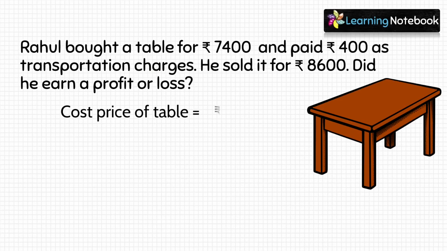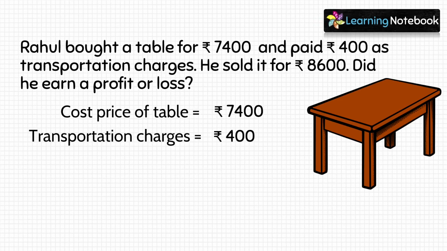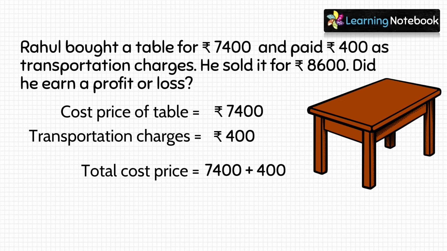Now let's solve this question. We will write cost price of the table equals to rupees 7,400 and transportation charges equals to rupees 400. Now students, this transportation charges should be added to the cost price to find the total cost price of the table. So let's add these two and we get total cost price as rupees 7,800.